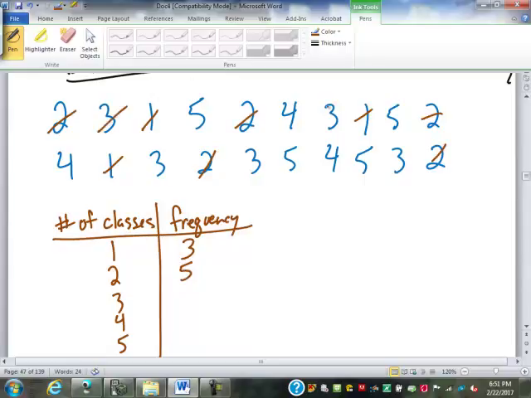We have 1, 2, 3, 4, 5 students that have 3 classes. 1, 2, 3 students with 4 classes. And 1, 2, 3, 4 students with 5 classes.